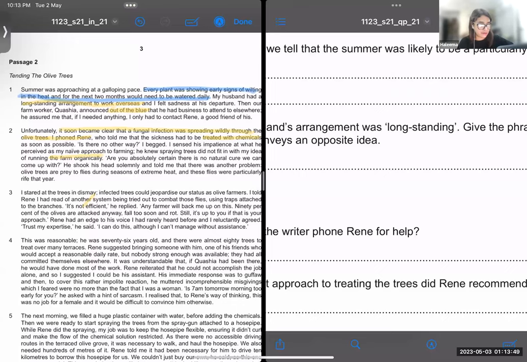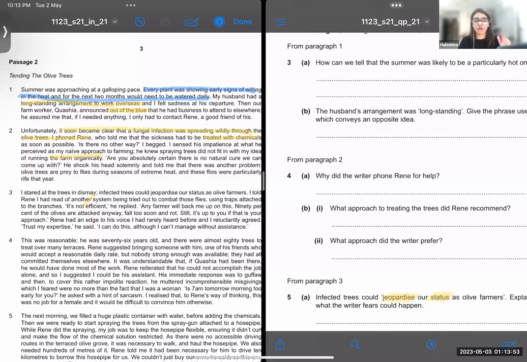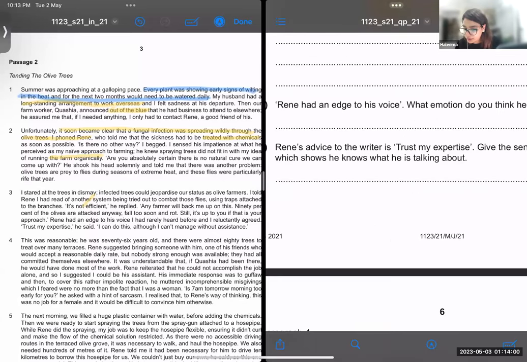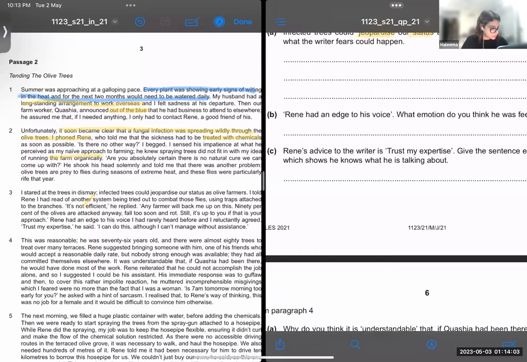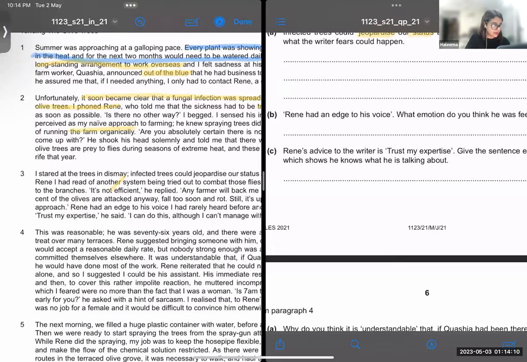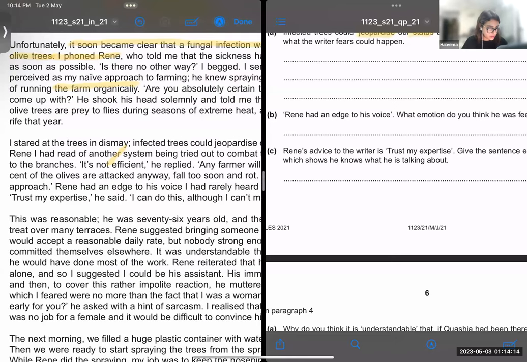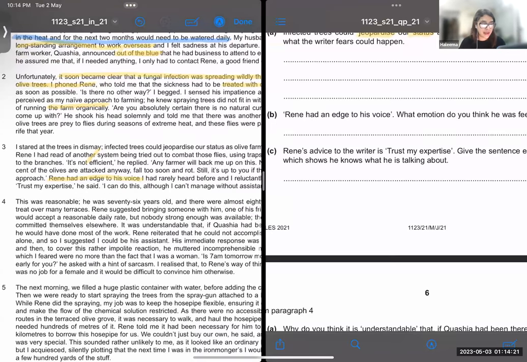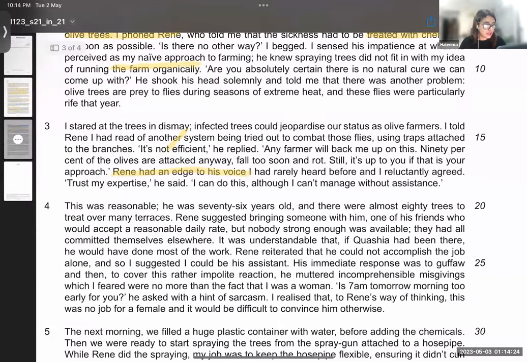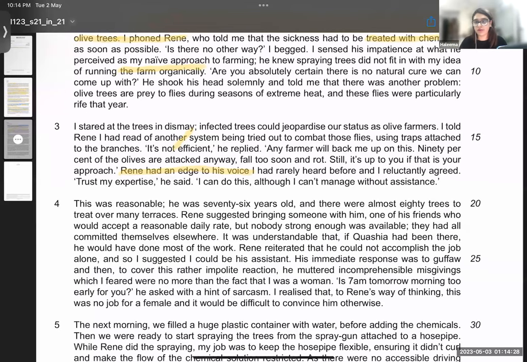Then we look at question 5B, had an edge to his voice. For this, you need to look at the content in terms of how the idea is trying to portray the emotion of the speaker himself. So if you look at this word right here, this is in paragraph 3, where it says, Renee had an edge to his voice. So in your opinion, what emotion do you think this is trying to convey? And that's what you have to highlight within your answer. So it says that I had rarely heard before and reluctantly agreed. So this shows that the response is not a positive one. So you can range your response from anything through frustration, annoyance, irritation, any word that you can highlight to explain the edge in that tone itself.